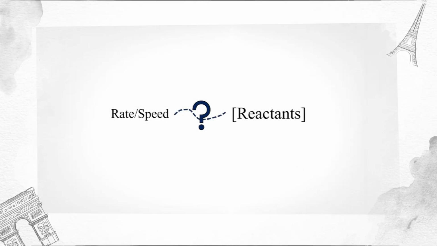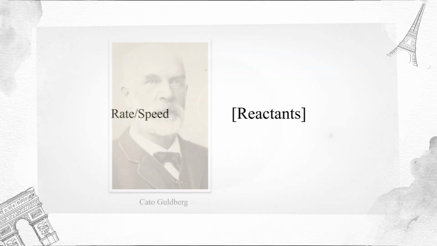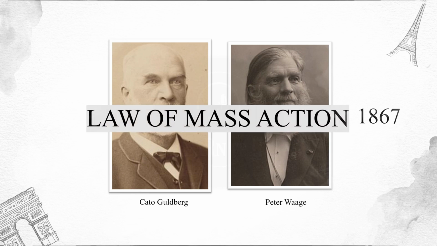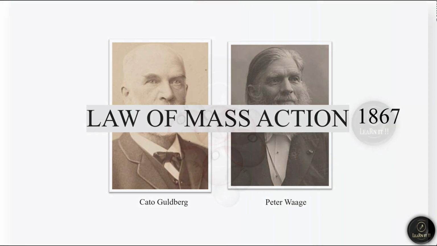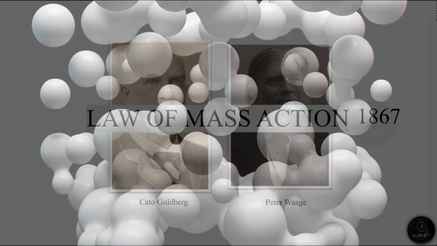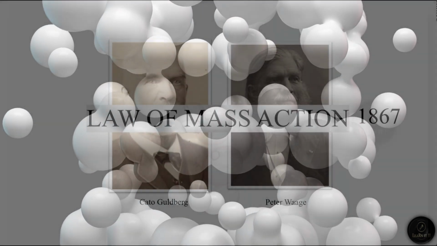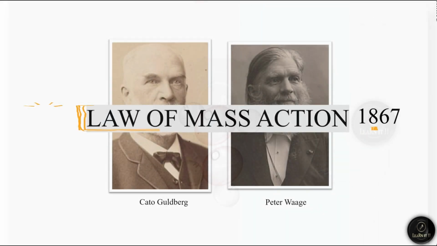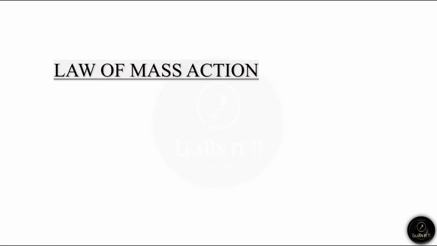As we discussed before, this relationship between the concentration of the reactants and rate was first observed by Cato Guldberg and Peter Waage. So they gave the law of mass action. They studied many chemical reactions and noted that by increasing the concentration of the reactants, there will be more collisions and the reaction will be faster. That's why they named it the law of mass action.